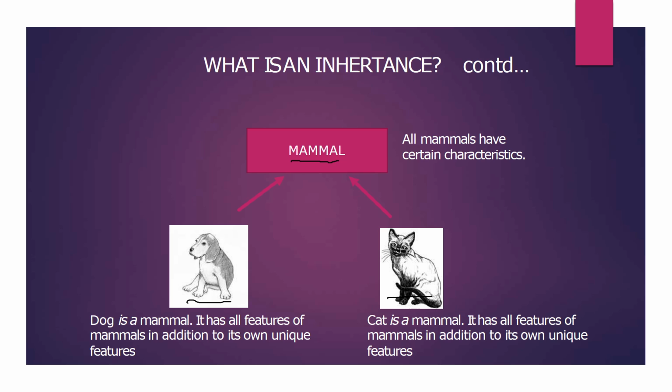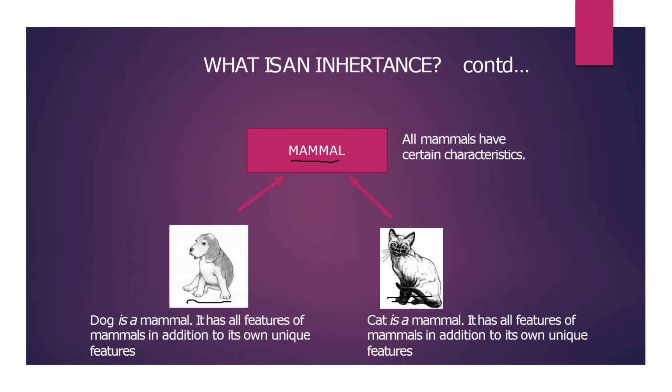The same applies when you talk about a cat. A cat is a mammal. It has the features of a mammal in addition to its own unique features. For example, when a dog barks, the sound is different, and when a cat makes its sound, it is in a different way. But a dog walks on four legs and a cat also walks on four legs, which is similar. But the dog has different unique features and the cat has different unique features.